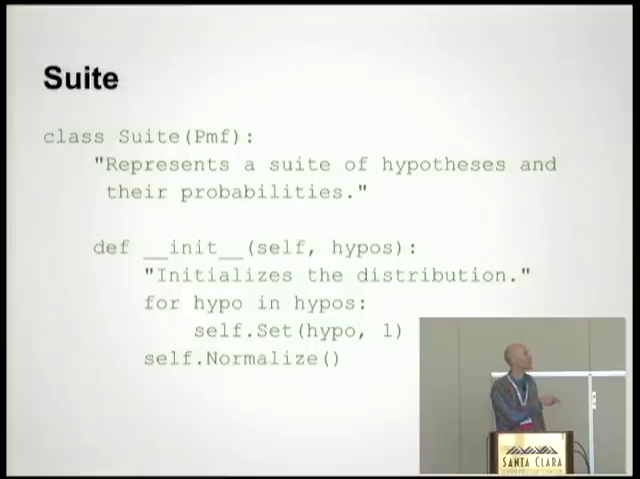What I'm going to do is loop through all of the hypotheses that you give me, set the probability associated with them all to be equal, and then normalize. So the default behavior of a suite is to assume that all of the hypotheses are equally likely, that the priors are all equal. If you don't want that default behavior, we can override it, but that's just the default. The quickest way to create a suite is with uniform probabilities across the hypotheses.